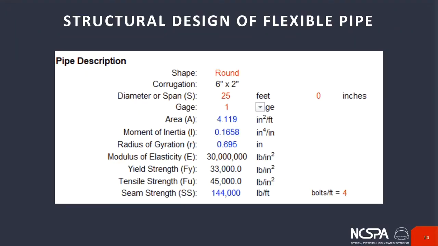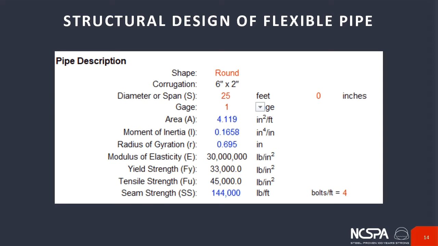So for this particular example, I'm going to be going through a structure that is comprised of a 6x2 corrugation profile. So it's a 6-inch pitch and a 2-inch wall depth for the continuous sinusoidal corrugation. This is a 25-foot diameter structure, so it's a round structure. It has a 1-gauge thickness, which is just over a 1/4 inch thick.